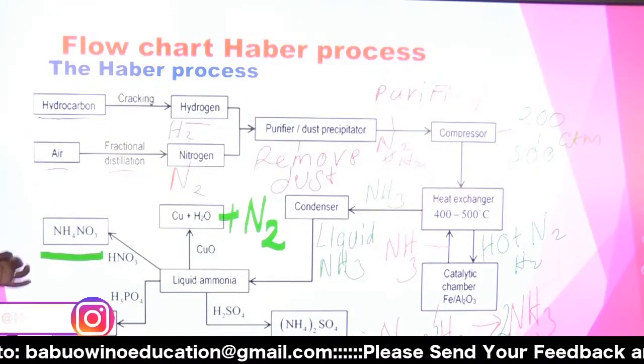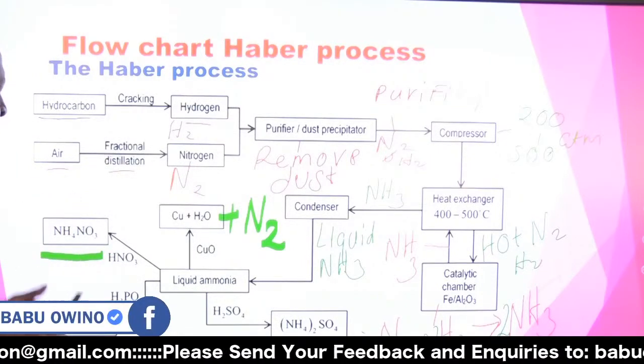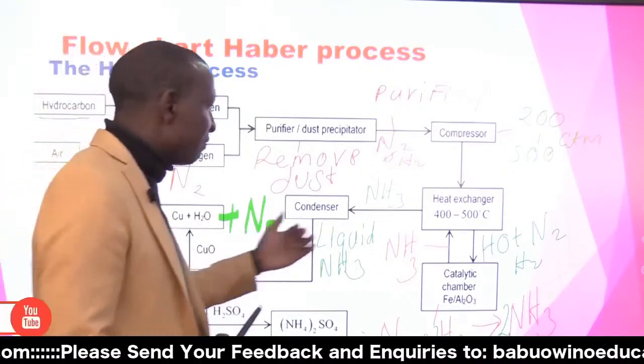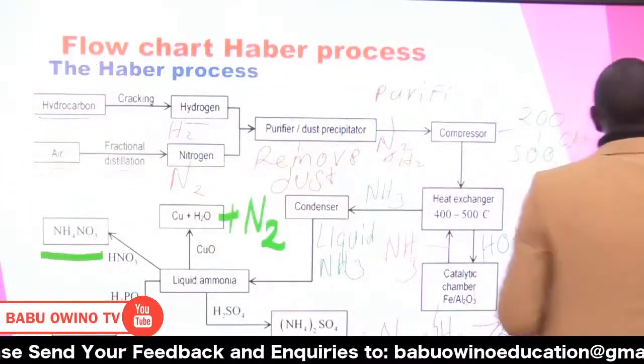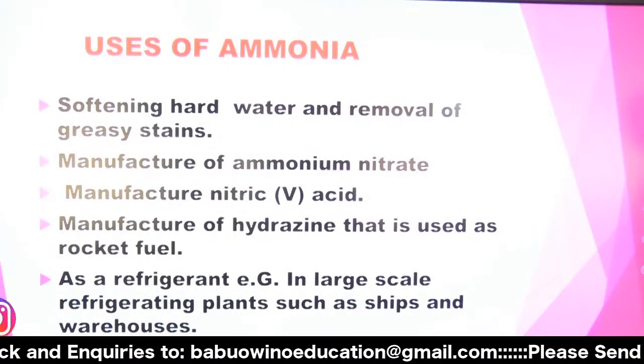This one is just showing you some of the properties of ammonia. Remember, ammonium nitrate, ammonium phosphate, and ammonium sulphate are used as fertilizers. Very, very important to capture that. So now we look at the uses of ammonia.